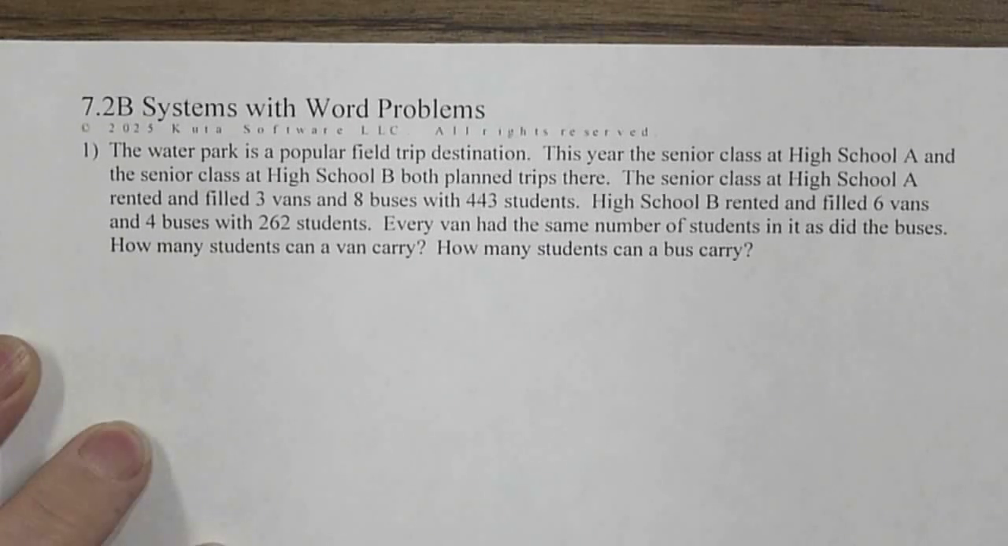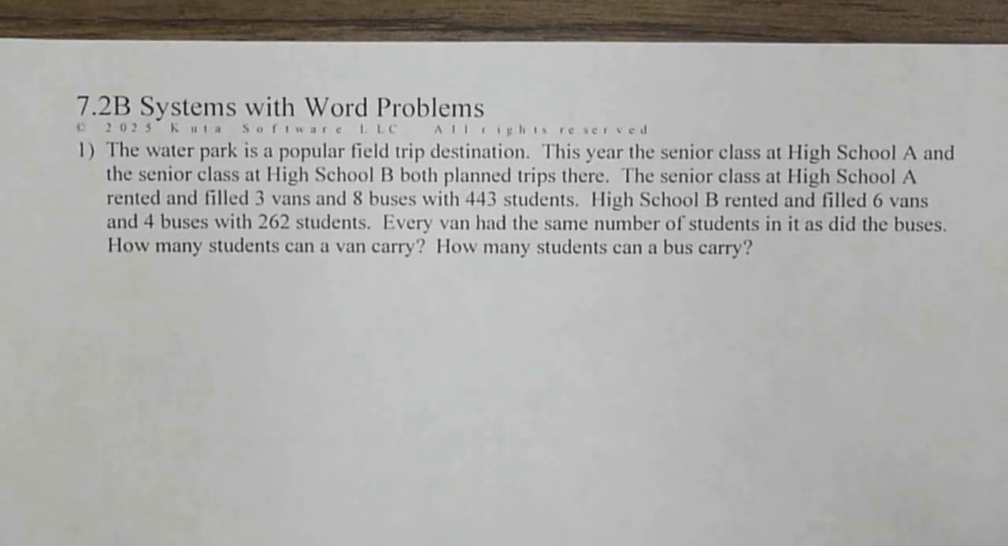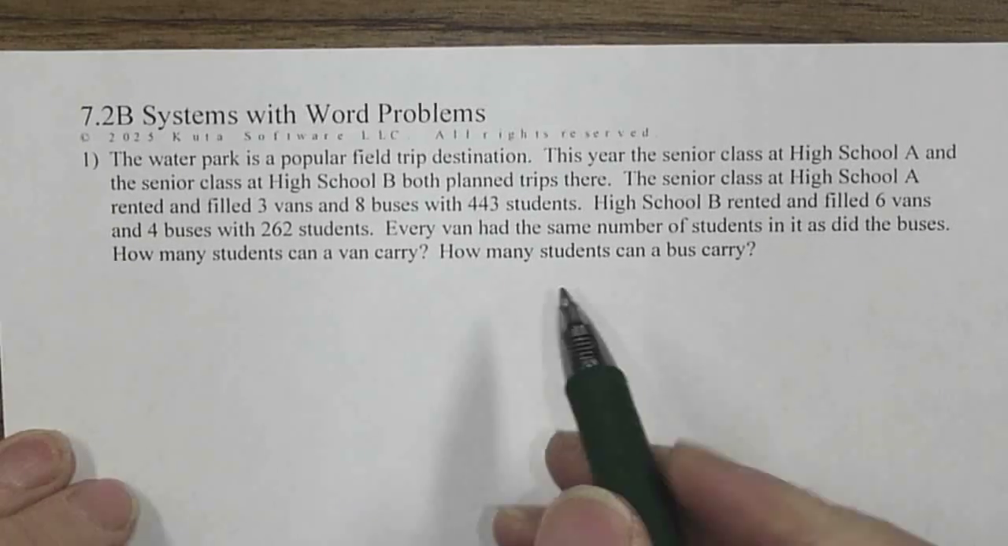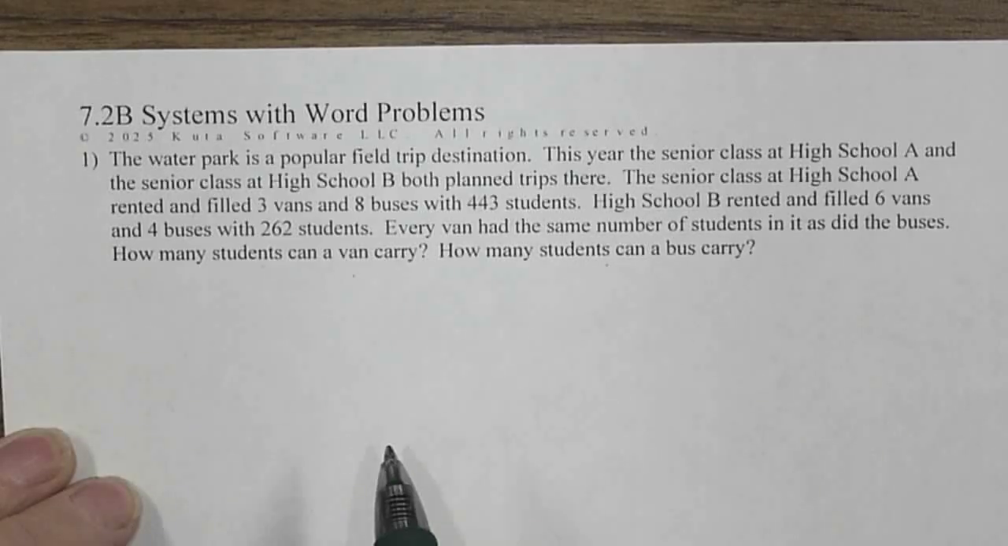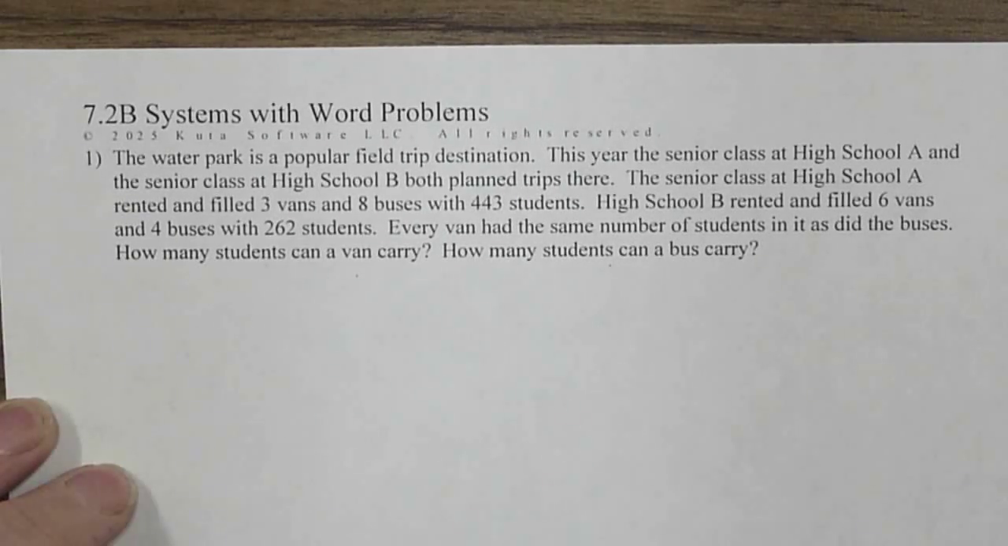So, systems with word problems. Do a couple of them here. The number one thing with word problems is just defining your variables and writing an equation. After that, the word problem is gone. We have to read through the problem, and then we have to read the questions. Questions will tell us where our variables are.